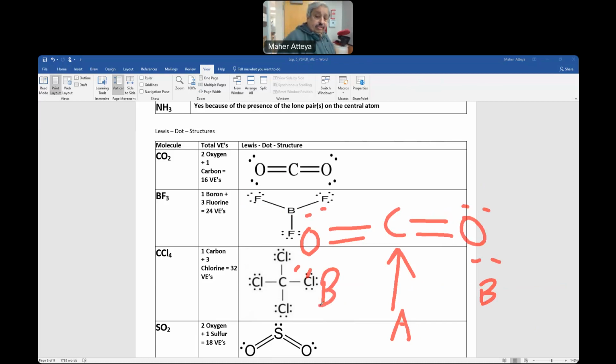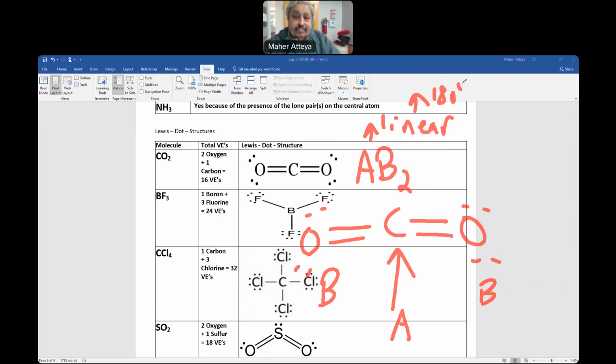Okay, guys, the VSEPR code for this molecule is AB2. Then I go to the table to look up the AB2 code. What will be the shape if I have AB2? No lone pair. So it will tell you the shape is linear. And the angle of the linear is 180 degrees.